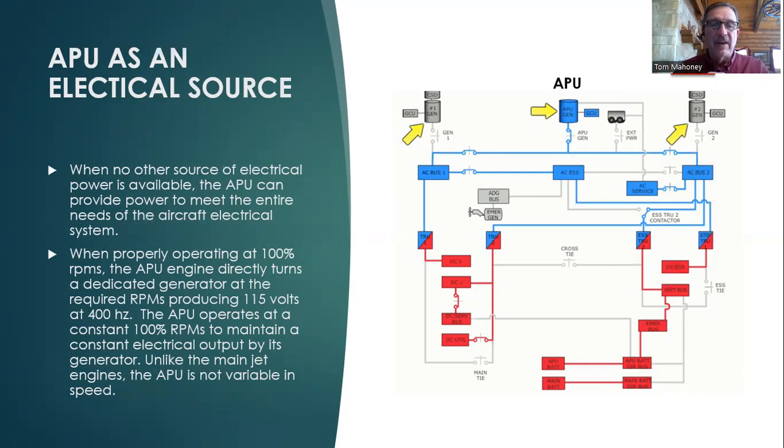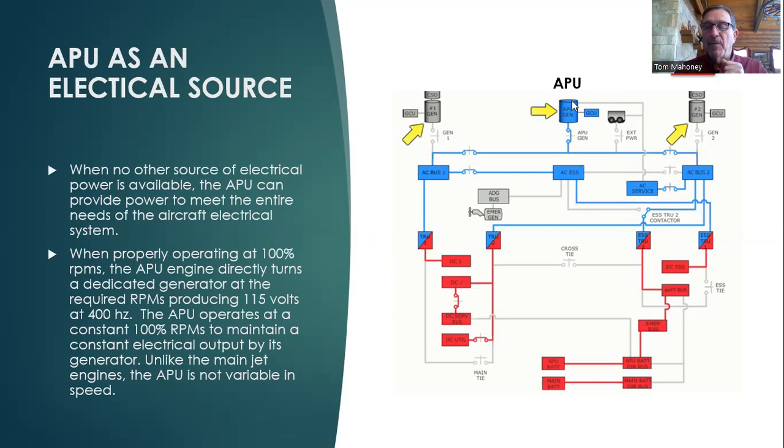So when no other source of electrical power is available, this is when we would start the APU. So in this case, we have this depiction of the left engine generator, and we have a right engine generator, and the APU is shown here in the middle of the schematic, and it is powered. The APU generator is shown here. It is powered by the APU.